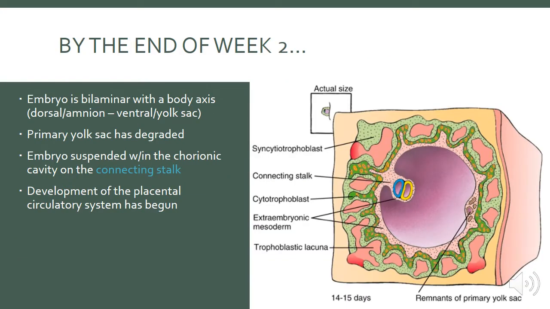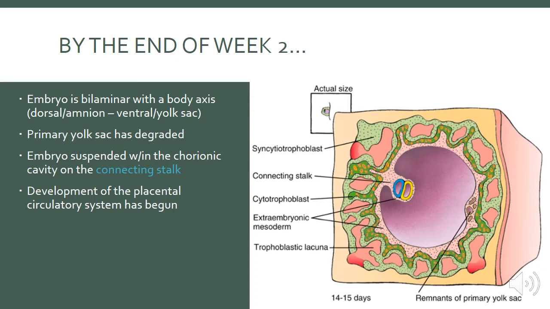Now, by the end of week 2, we should have a bilaminar embryo with one body axis. We should see that the primary yolk sac has degraded with the secondary yolk sac in place. And the embryo is at this point suspended within the chorionic cavity on what's called the connecting stalk. So when you're looking at this picture, on the right-hand side, that pink layer on the outside, that's the endometrium, the lining of the uterus.